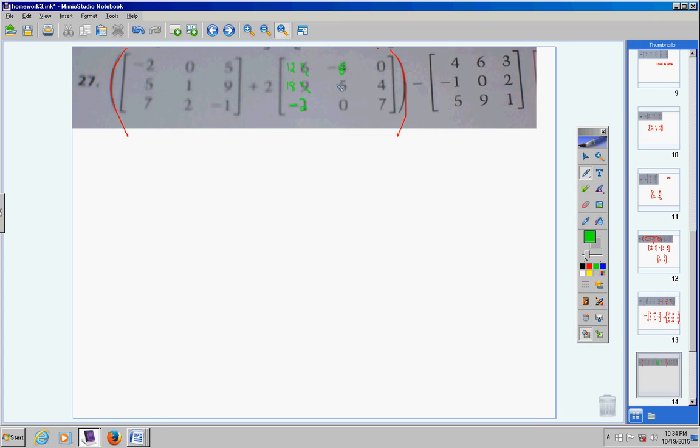2 times 5 would be a positive 10. 2 times 0 is 0. 2 times 0 is 0. 2 times 4 is 8. And 2 times 7 is 14. Alright, so now this 2 is gone. I took it and I multiplied it through. Does everybody see that okay? Now I'm ready to add my 2 matrices together. So here we go.